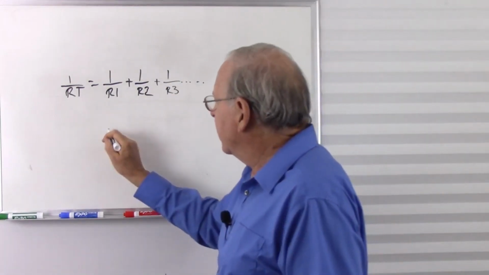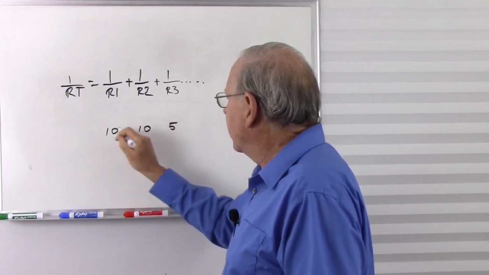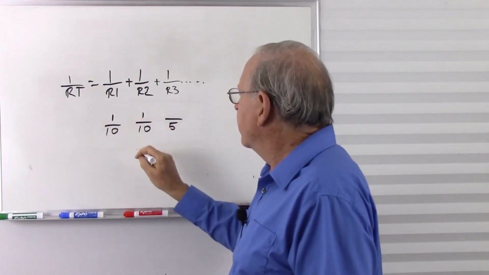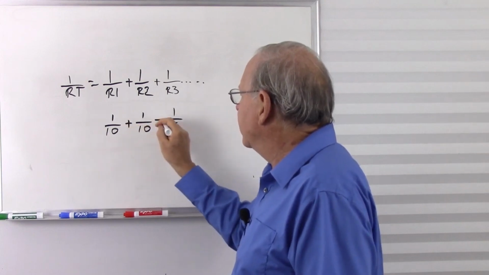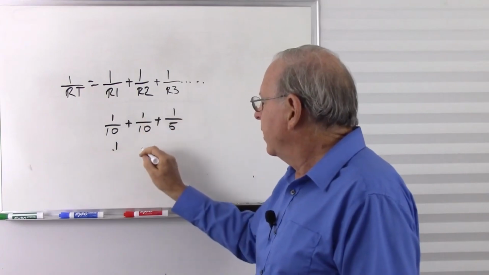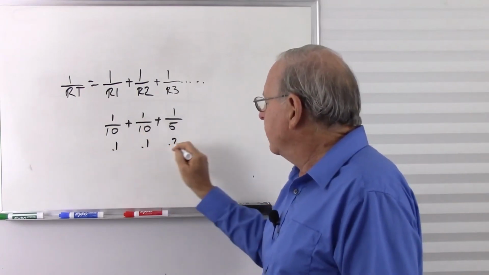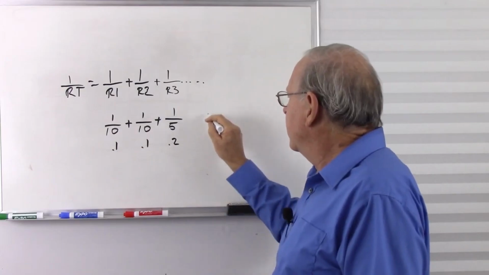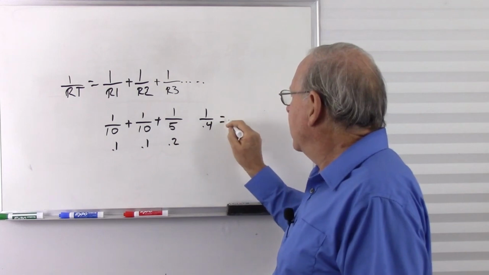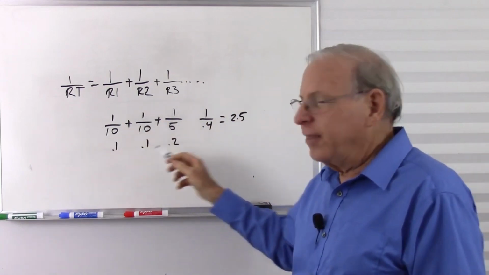Let's say I have 10 ohms, and 5 ohms, just like we did before. So that's going to be 1 over 10, 1 over 5. Add them together. So 1 over 10 is what? 0.1. 1 over 5 is 0.2. Add those together. That's going to end up being 1 over 0.4. And that's going to equal 2.5. So we can do the math there in a calculator.